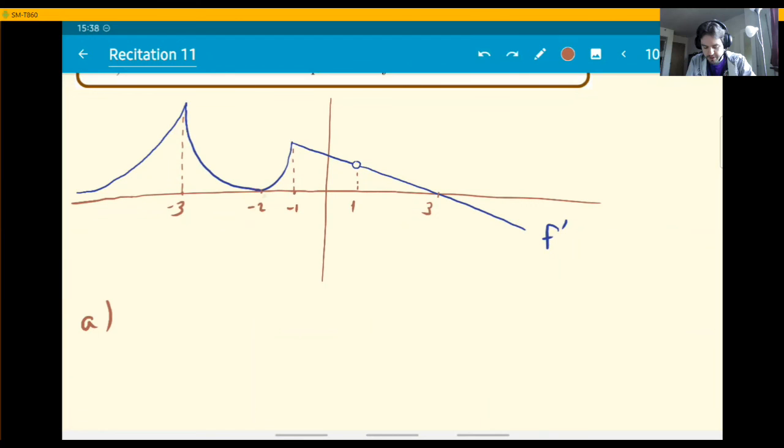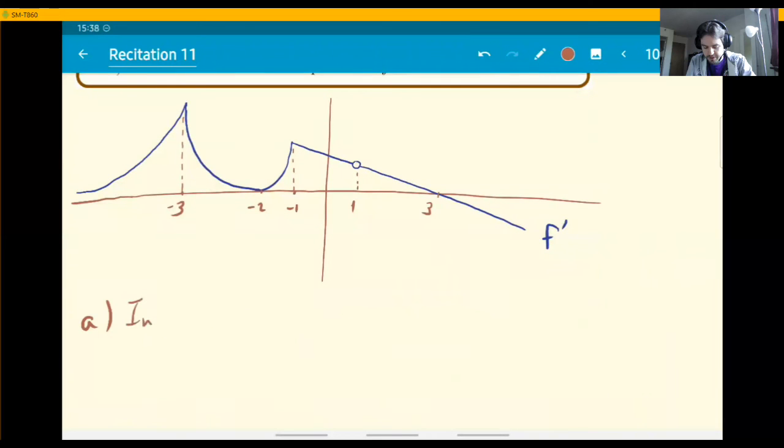It becomes 0 there, but then it remains positive after that. So the function is still going to be increasing around that point. F prime is positive. Then there is a break in f prime. We don't know what's going to happen to f. Maybe it also breaks. So we don't know. We better stop at that point.